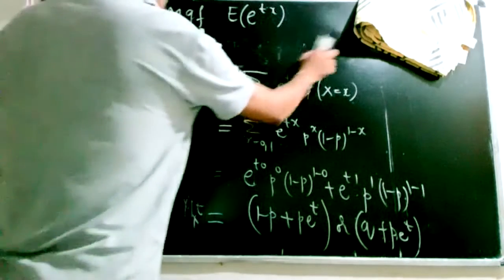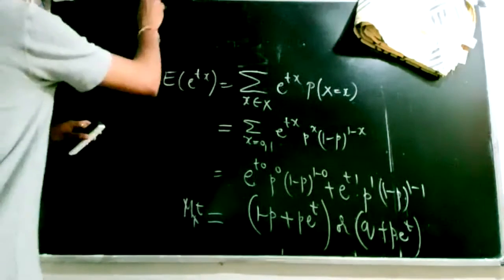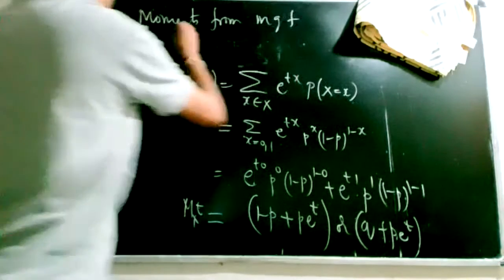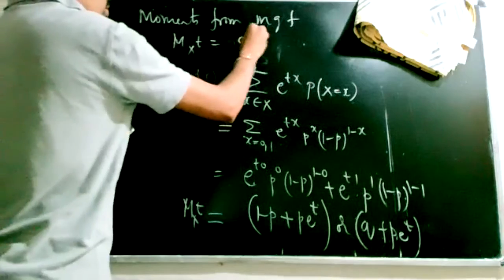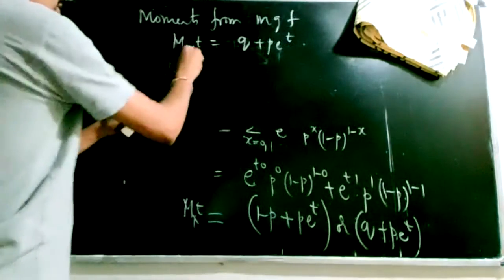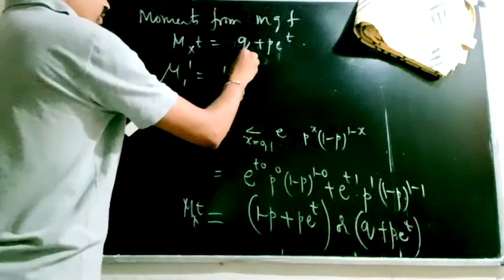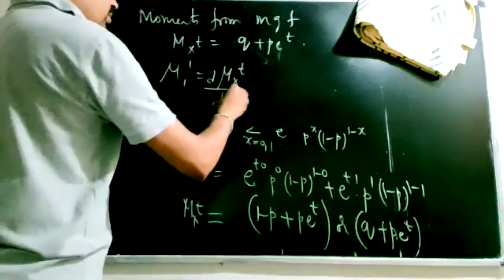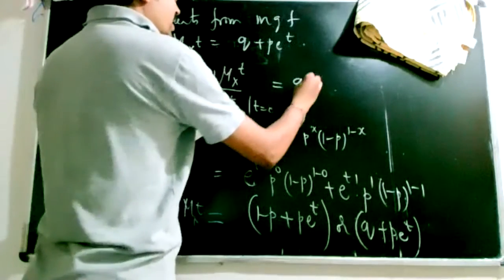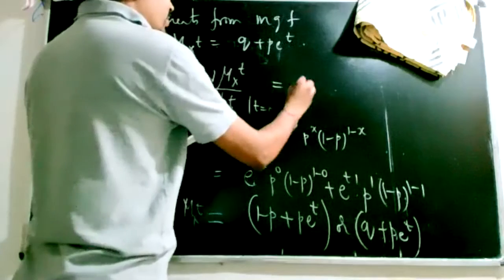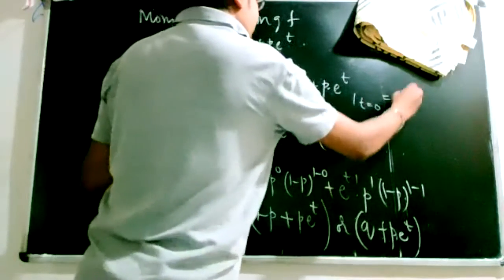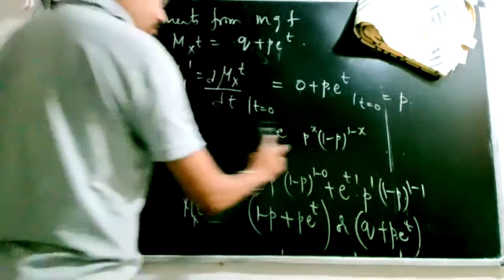So we have to differentiate. So deriving moments from the MGF. So we have M x of t equal to q plus p e power t. So the first moment mu1 dash is equal to the derivative of M x of t with respect to t at t equal to 0. So when I differentiate this function with respect to t, the derivative of q becomes 0 and we get p e power t. So when I put t equals 0, I get the first moment, which is equal to p.